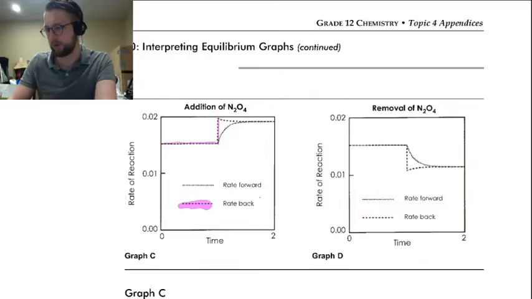So when you increase the N2O4, you have the initial stress on the system, and then a smoothing out, a gradual decrease in that reverse rate as there is more product formed. So this is going to be our stress, change, and then we can think about both of these parts as equilibrium.